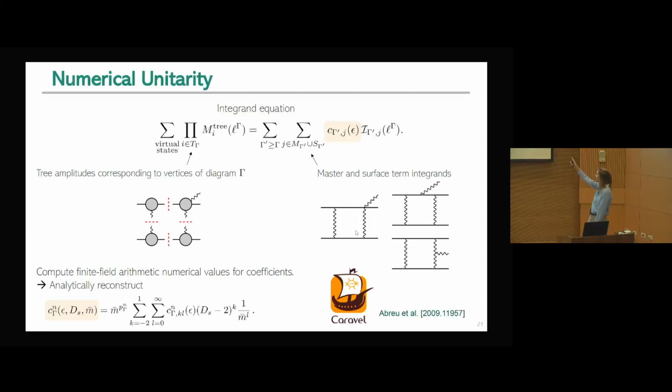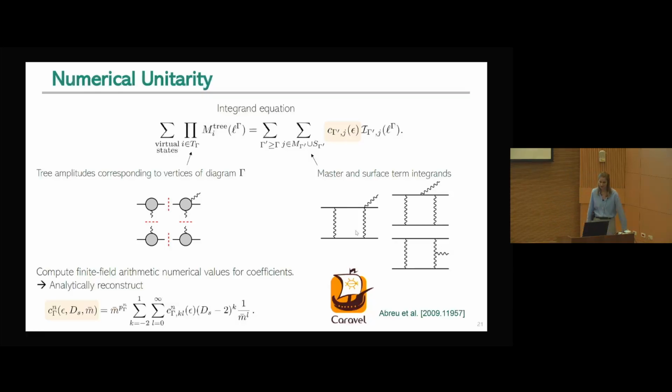Again, this equation tells us that we can find the coefficients of these master integrands by evaluating only trees. So for example, for this box here, we need to sum over the topology of the box and all topologies above it, which are pentagons. And this is then equal to the product of the trees corresponding to the vertices of this box.